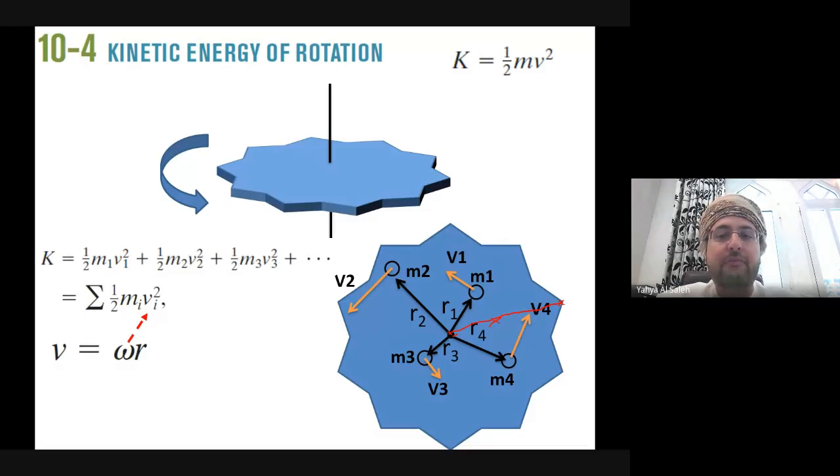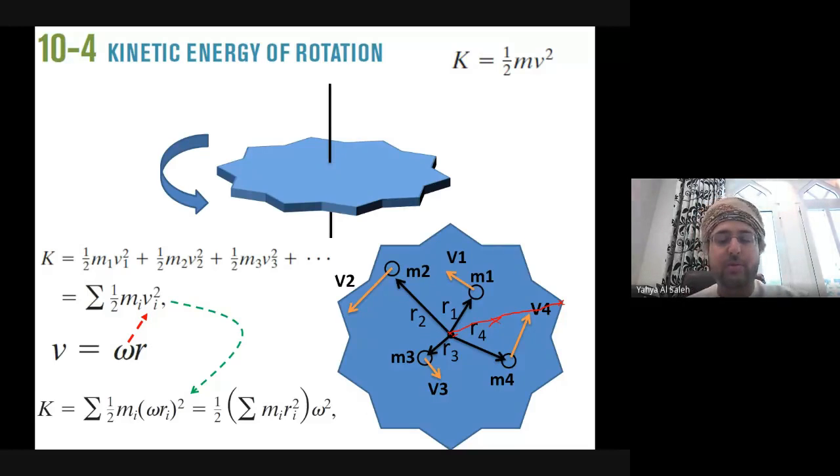But luckily, we have a relationship between this v and omega. We said v equals r omega, or omega r. So I'm going to substitute this here in my equation. I end up with half m_i omega r squared. I'll expand it a bit. I will bring omega squared out of the sum because it's a constant. I end up with half sum of m_i r_i squared omega squared.